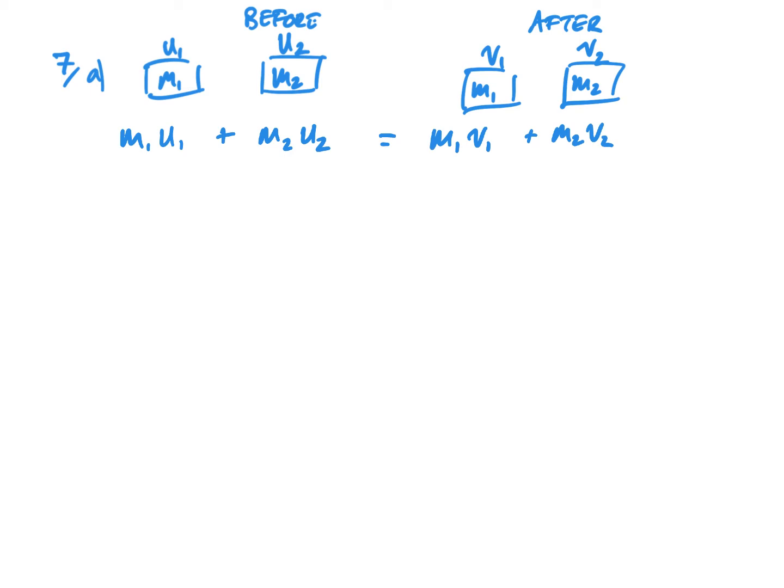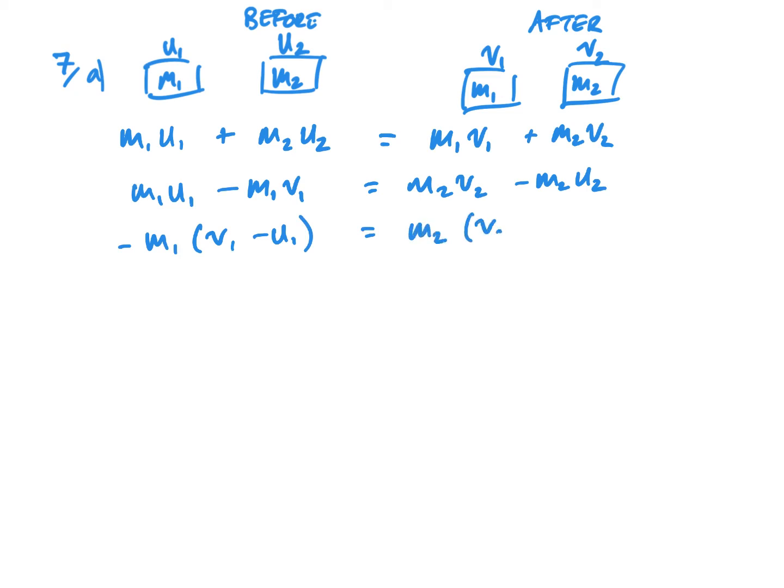Now you're not expected to memorise that formula, but what I'm going to do now is gather together the terms for object 1 and object 2. So we can gather together m1 u1 minus m1 v1, taking that term over to that side, and if we did that on the other side, you get m2 v2 minus m2 u2. Then gathering together some terms, I'm going to put m1 there, but with a minus sign, and you get v1 minus u1, and m2 (v2 minus u2).